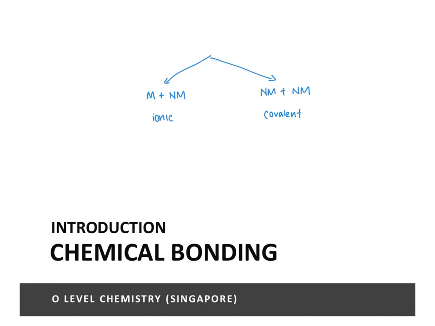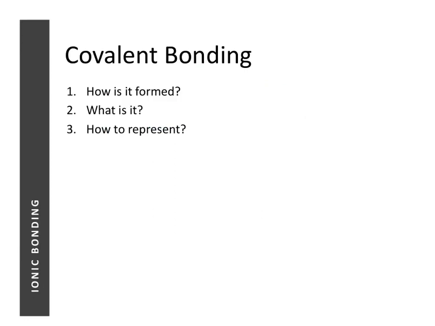In the last lesson we have seen how an ionic bond forms, what is an ionic bond, and how can we represent ionic compounds. In this lesson we're going to learn the same for covalent compounds. So we're going to look at the same three things: how is a covalent bond formed, what it is, and how do we represent covalent compounds.